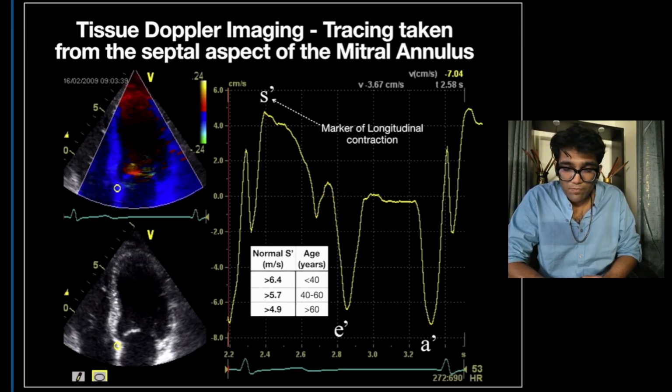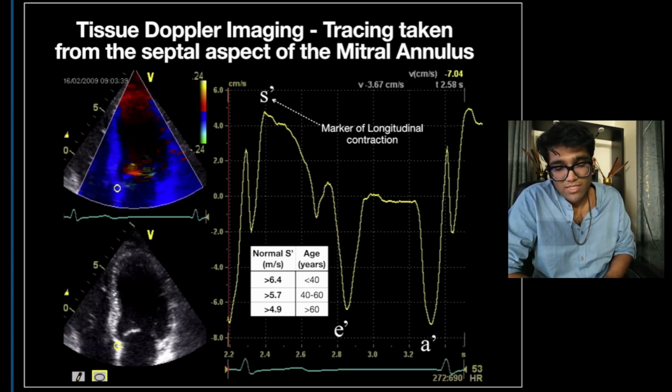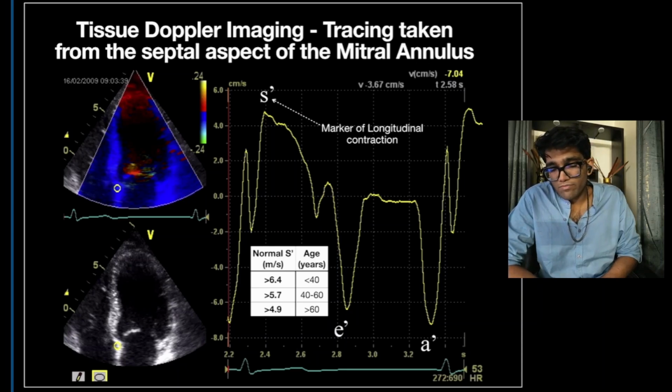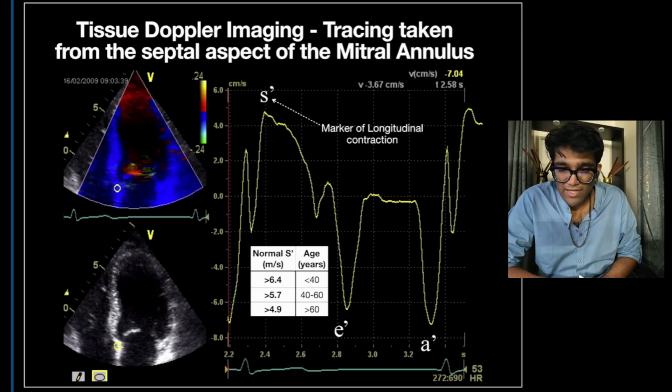So the normal values depend on the age of your patient. At less than 40 years, the normal S prime value in meters per second is more than 6.4. Then between 40 to 60, it is more than 5.7, and more than 60, it is more than 4.9. These values differ based on guidelines. Different societies give different guidelines. These are your British guidelines. Generally, however, a value above 6 to 7 is normal.